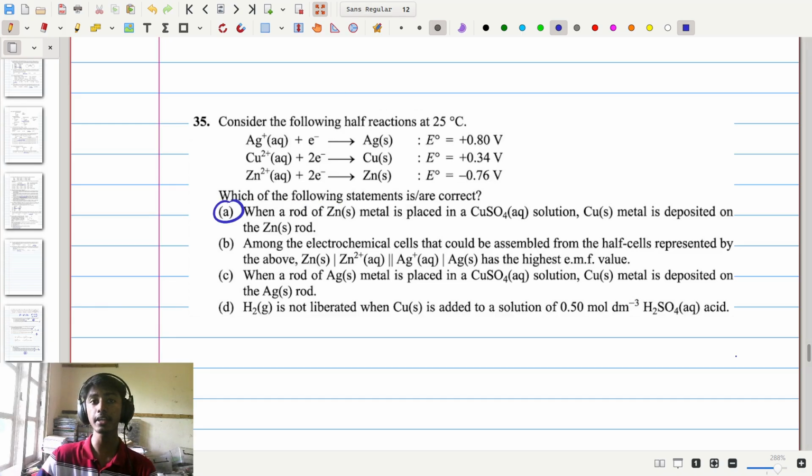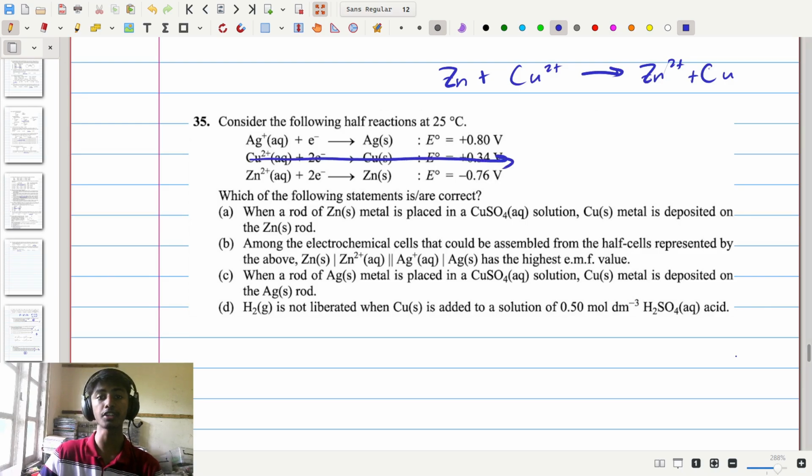Now looking at statement A, it says, when a rod of zinc metal is placed in a copper sulfate solution, copper metal is deposited on the zinc rod. To answer this one, what we need to do is to consider this reaction and this reaction. In order for what they're talking about here to happen, we need zinc metal plus Cu2+ reacting, and the zinc needs to give its electrons to copper, turning it into Zn2+ and copper metal. For this to happen, we can see we need this reaction to happen in the normal direction and this other reaction to happen in the reverse direction.